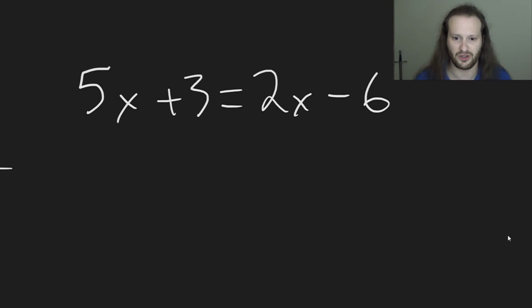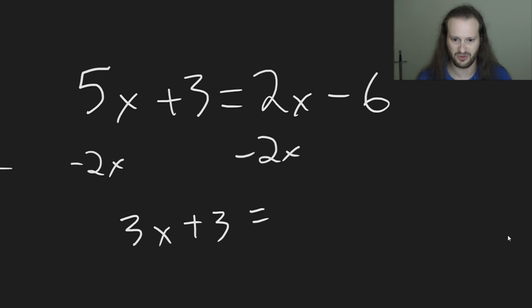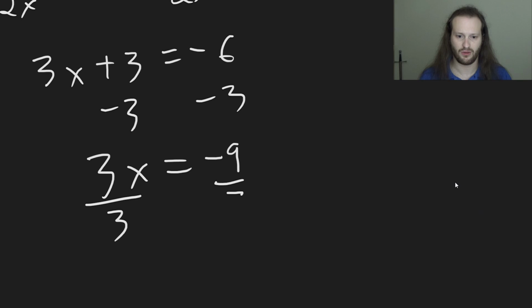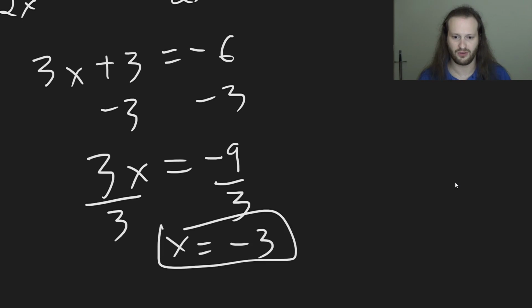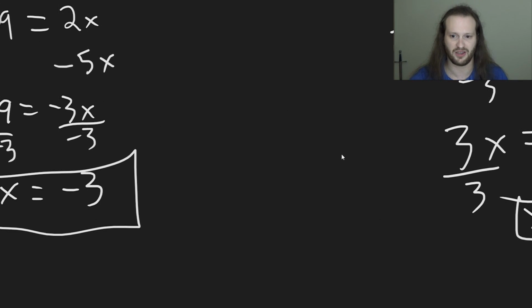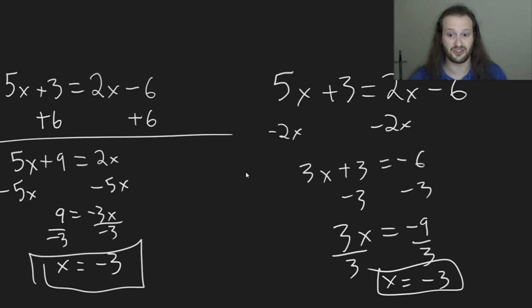Yeah, this 2 is smaller than this 5, so I kind of want to move this 2 over to get to 3x plus 3 equals -6. Now let's move the constant over. x equals -3, which is exactly the same thing we had over here. So it doesn't matter. It's going to be the same x either way. Do whatever feels natural to you.